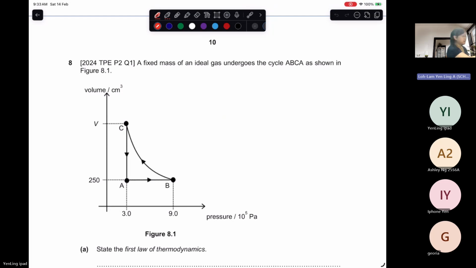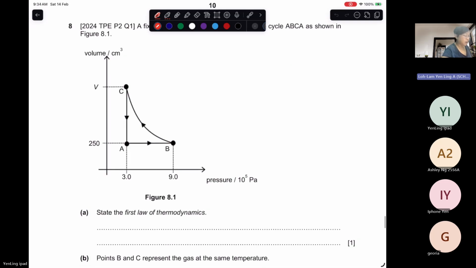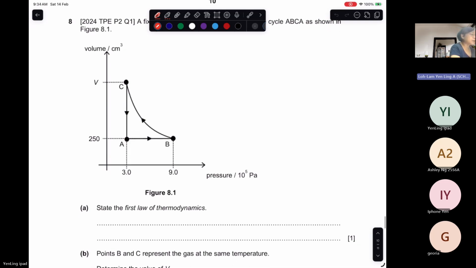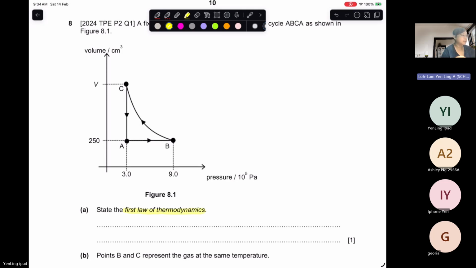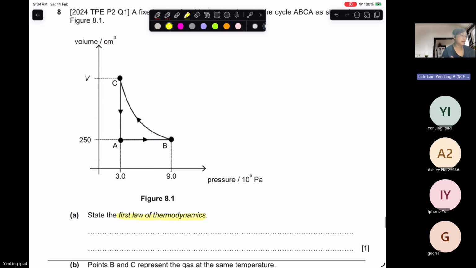Last question, question 8, a structured question. If you look at question 8, the first question is again a basic question, and this is a favorite question. Like I said in tests, I think almost 99% of every year's paper will have the first law of thermodynamics. And this is a very super popular question.